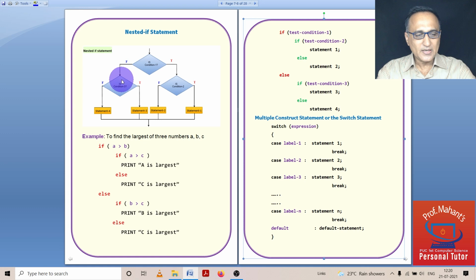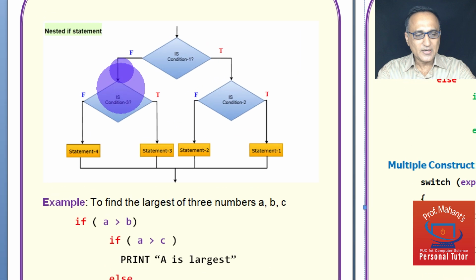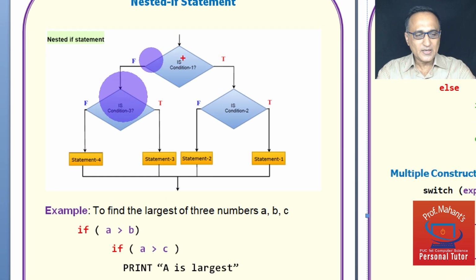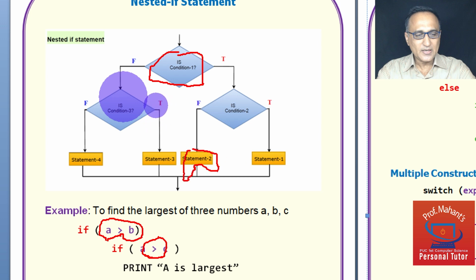Here, what you may notice is I am doing the first condition. What is this first condition? If A greater than B. If it is true, then I am going and checking the next condition: is A greater than C? Only if this is true, then I am saying A is the largest, else I am saying this statement where C is the largest. Now if the initial condition is false, then I go on this side.